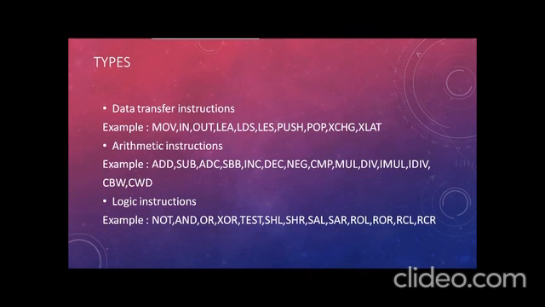Next instruction type is arithmetic instruction. Examples are add and subtract. They are used to add or subtract a byte or word. ADC and SBB are used to add a byte or word with carry, or subtract a byte or word with borrow. Increment or decrement is used to increment or decrement a byte or word. Negation negates the byte or word.